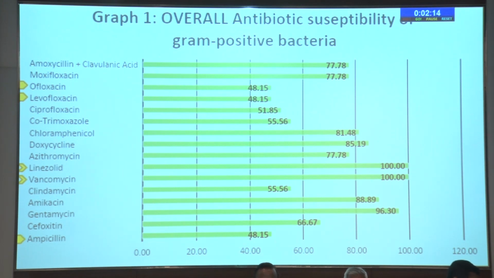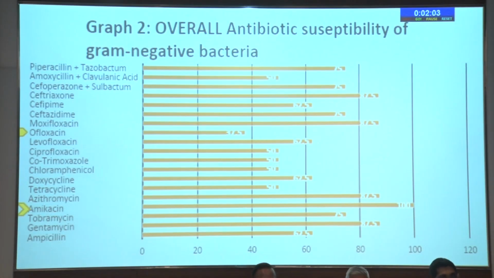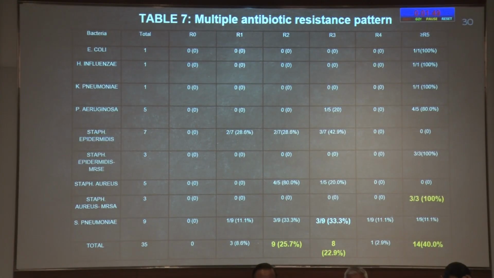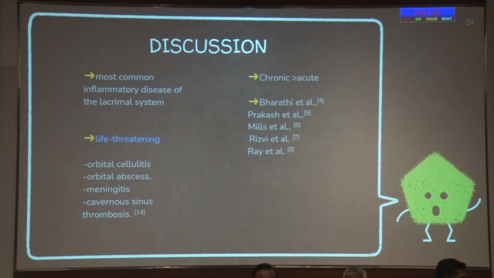It was seen that linezolid and vancomycin had a 100% sensitivity rate, whereas ofloxacin, levofloxacin, and ampicillin had the least, that was only 48.15%. For the gram-negative bacteria, amikacin had a 100% sensitivity rate and ofloxacin had 37.5%. For the methicillin-resistant, it was only vancomycin and linezolid that were 100% sensitive. So we can see R0 represents resistance to no drug, that is zero resistance. So none of the following organisms has had complete sensitivity, and around 40% had resistance to more than 5 drugs.